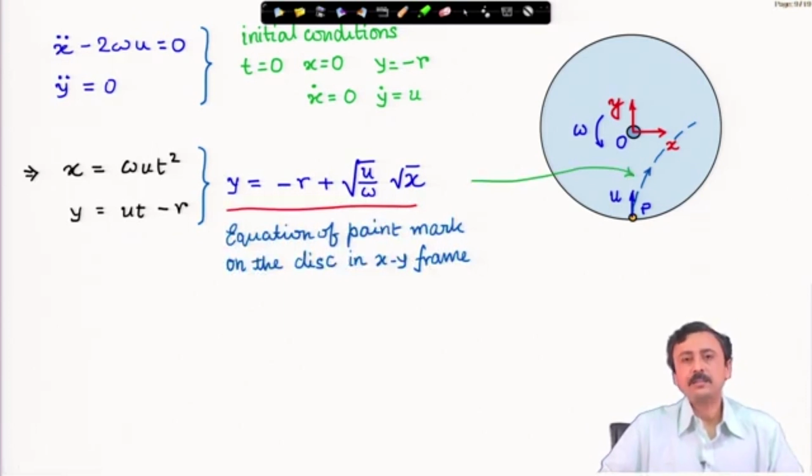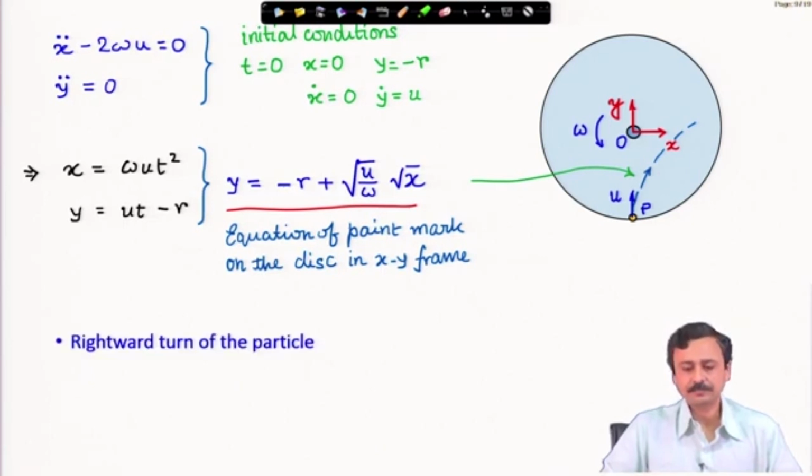Therefore, this is the path of the paint mark, because remember x and y are coordinates as measured by a frame which is fixed to the disc, and this path is therefore on the disc. The paint mark will be on this approximately parabolic path. Remember, we have done some simplifications.